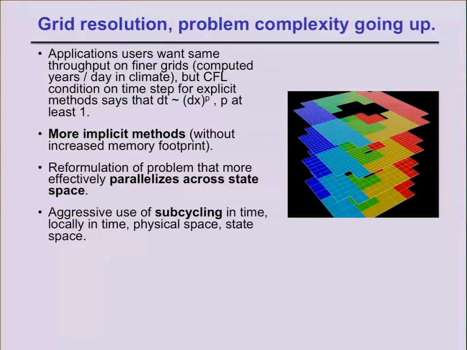Reformulation of the problem that more effectively parallelizes across state space. So if you have, again, the climate example, if you're doing transport of chemical species, well, you have 100 chemical species that you're interested in, you can parallelize the transport of them over species. They don't strongly couple. The advection doesn't strongly couple, or the diffusion. And then aggressive use of subcycling in time, physical space, state space. To do all of these things, you have to understand a lot of the deep mathematics about the way the models work, about the way the models couple, about the way the numerics work.